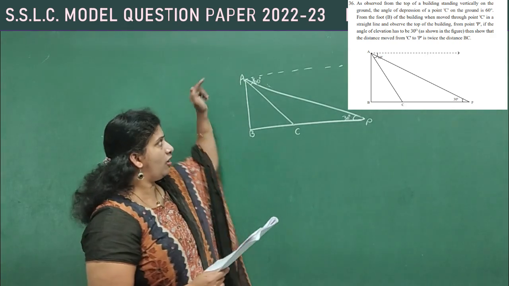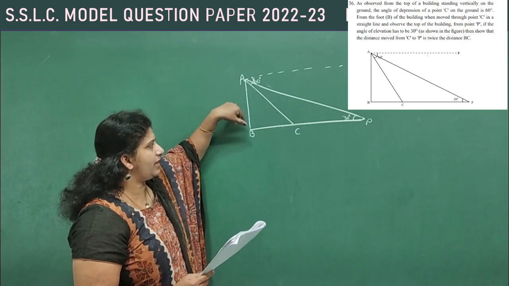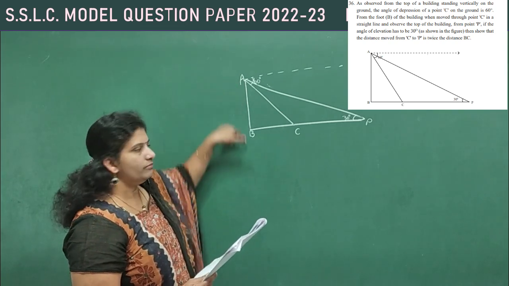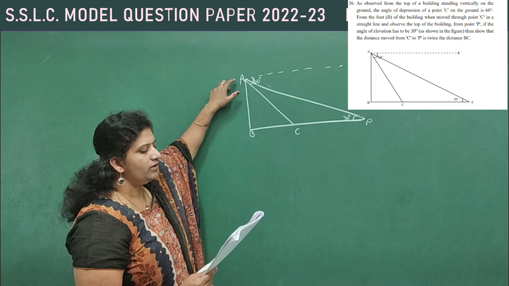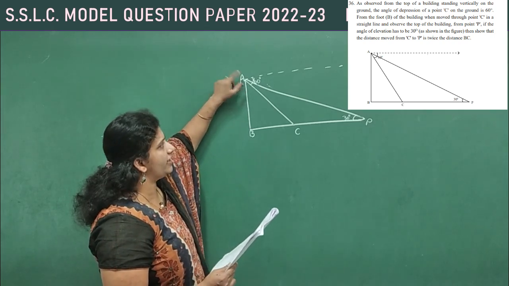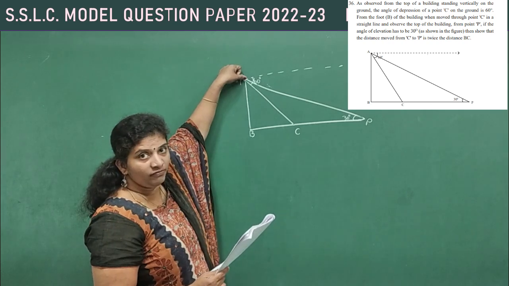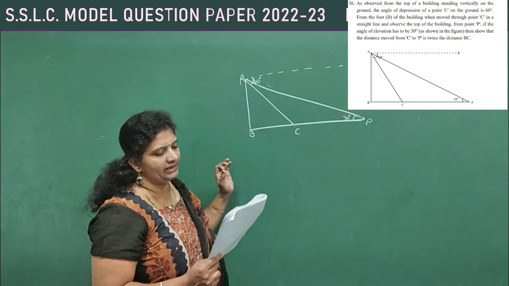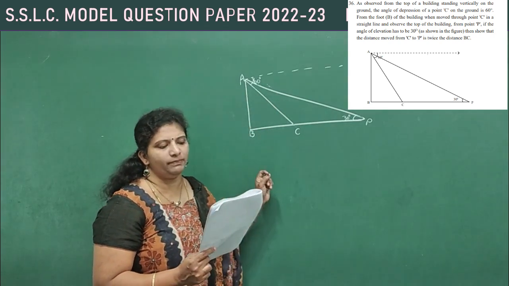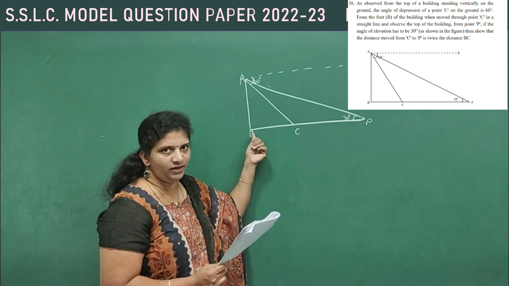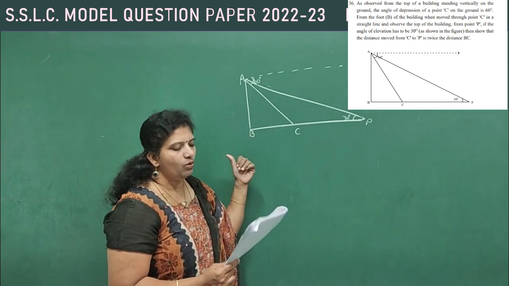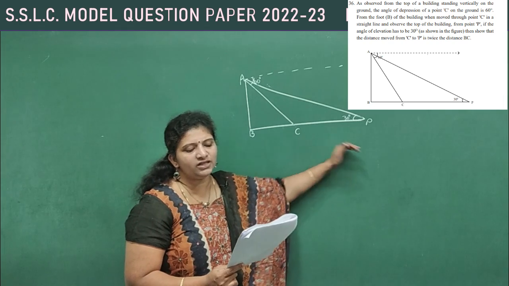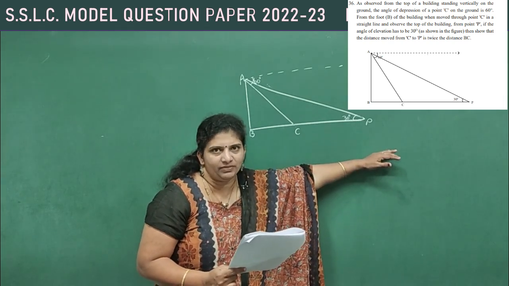Right. Now let me read the problem. As observed from the top of a building. Can you see? AB is a building. From the top of a building standing vertically on the ground. The building is standing vertically on the ground. The angle of depression of a point C from this point, the top of the building, to a point C, is 60 degree. From the foot B of the building, when moved through point C in a straight line, and observe the top of the building from point P.